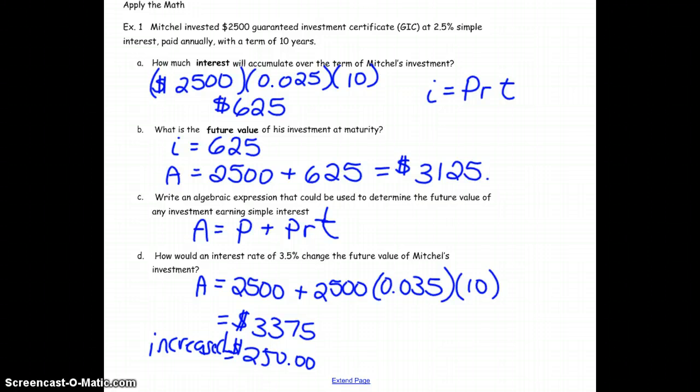So the future value is when you add on the interest plus the amount you originally invested. So here if you add those together, you'll get $3,125. So a formula that we have for figuring out future value, which is A, is your principal plus your interest, which is also P times rate times time. So how would an interest rate of 3.5% change the future value? Well, if we actually calculated this and put in 3.5% instead of 2.5%, we would get $3,375, which is an increase of $250 just for that 1% of rate change.